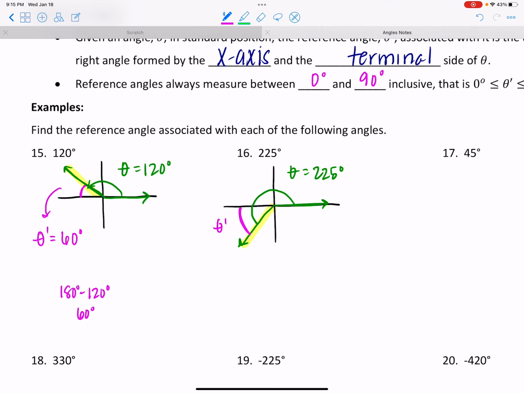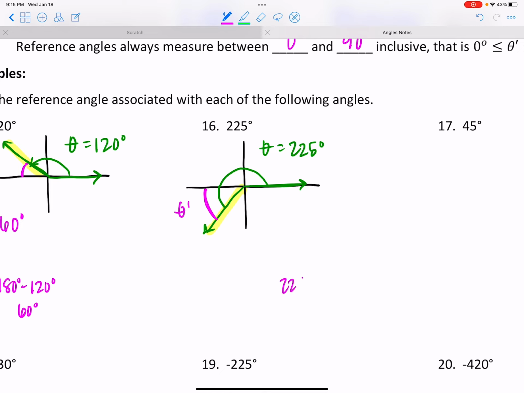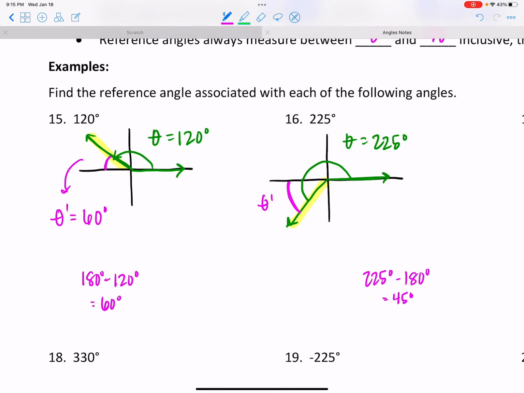Just got to figure out how much it is. So we had a 225 degree angle total that we drew there. What I want to do is subtract out the 180, and that's going to leave us what we have left for the reference angle. So 225 minus 180, should have put an equal here, is 45 degrees. And so we're going to say our reference angle is 45 degrees. Let me move this over. So theta prime is 45 degrees.